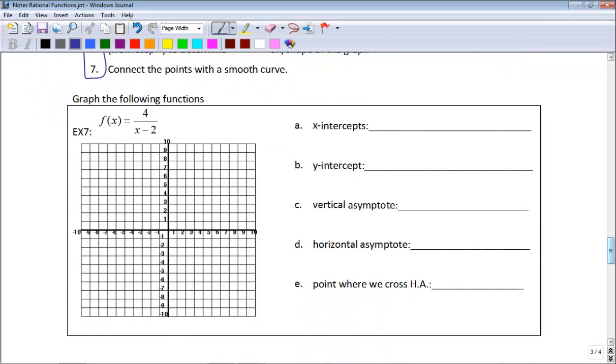So let's actually graph this first example. f of x is equal to 4 over x minus 2. Step 1, find the x-intercepts. So I set the numerator, which happens to be 4, equal to 0, and I solve for x. Well, this doesn't have an x, right? 4 doesn't equal 0. So since that doesn't make any sense, we write none. That means we don't cross the x-axis. We don't have an x-intercept.